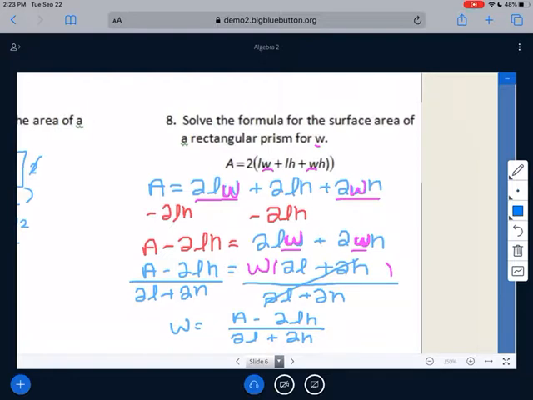I promise there are not that many of these on your homework. We will continue to practice them over the rest of this week. I know literal equations are challenging and new. We will practice and practice and practice, I promise.